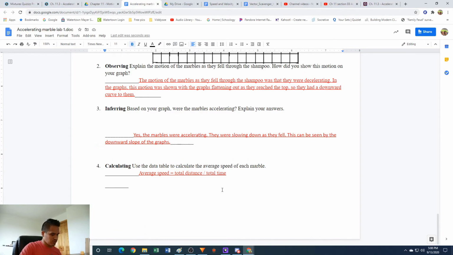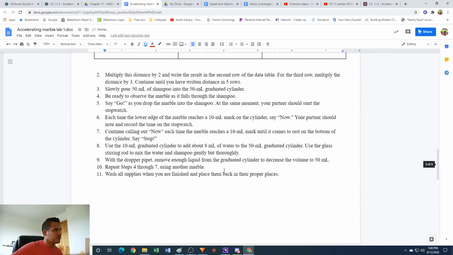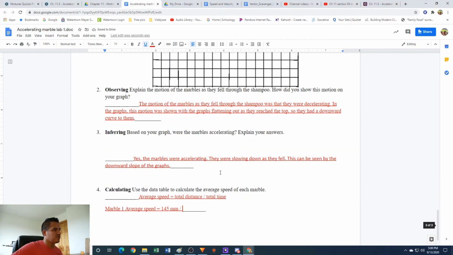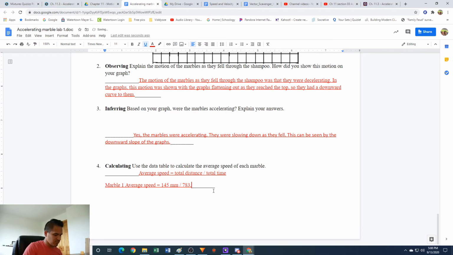So we'll go down here and we'll say, let's underline this, turn this red again, and bold. So marble 1 average speed is equal to 145 millimeters divided by, let's go double check the time one more time, 783.95 seconds. So let's do this on a calculator and let's see what we get for our speed. So 145 divided by 783.95, we get 0.18 meters per second, which is a very, very slow speed.